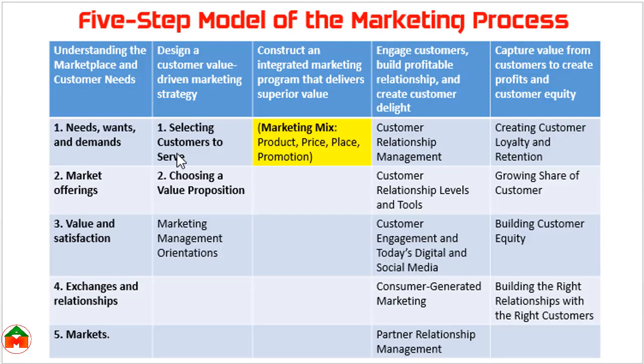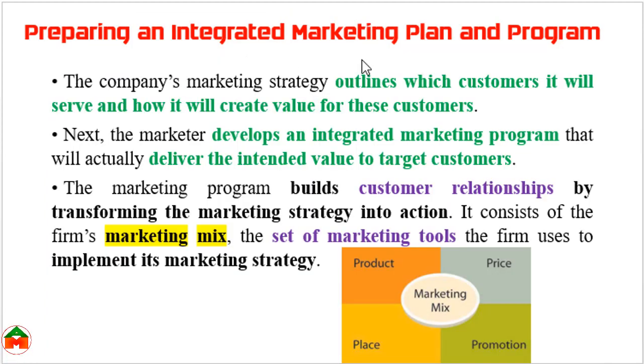Now we are going to discuss the third step under the marketing process. The third step is to construct an integrated marketing program that delivers superior value. And under this third step, we are going to learn about the marketing mix: product, price, place, promotion. Preparing an integrated marketing plan and program.